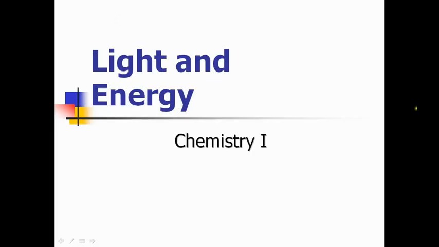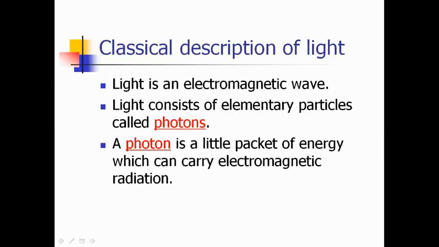Alright, so we're going to start our unit on light and energy today. And we'll jump right in here. The classical description of light. Light is basically an electromagnetic wave that consists of some elementary particles that we call photons. And basically a photon is a little packet of energy that can carry electromagnetic radiation.